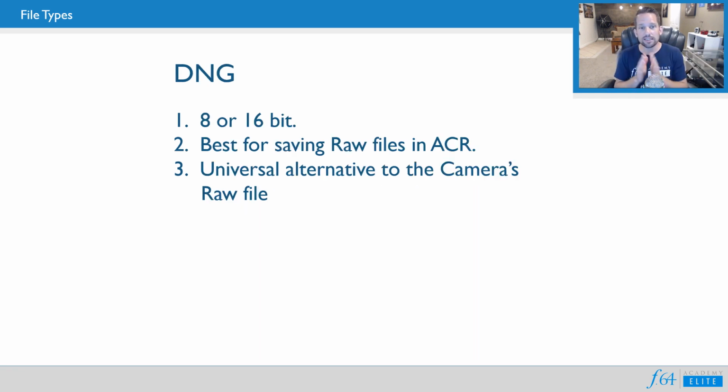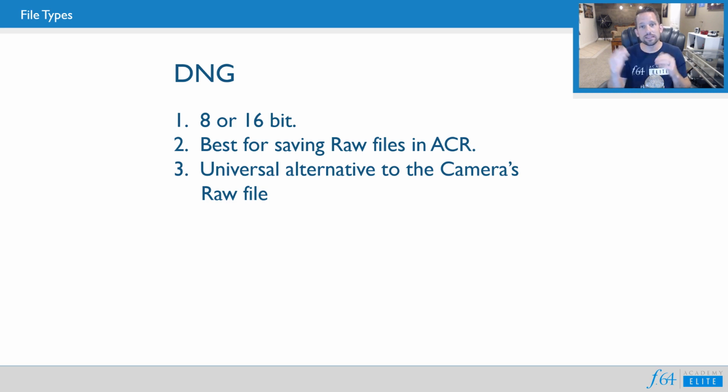A DNG is kind of like a RAW file. It can hold 8-bit or 16-bit data, or even 32-bit data if you're working with the HDR process. It's best for saving RAW files in Adobe Camera Raw. So for instance, if you're making a panorama in Adobe Camera Raw from many of your camera's proprietary RAW files, what you'll notice is that Adobe Camera Raw is going to prompt you to save a DNG file.